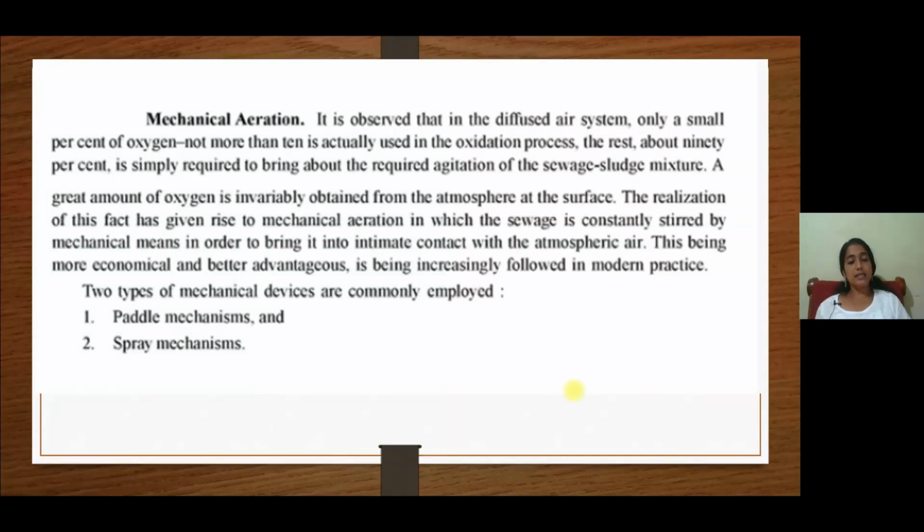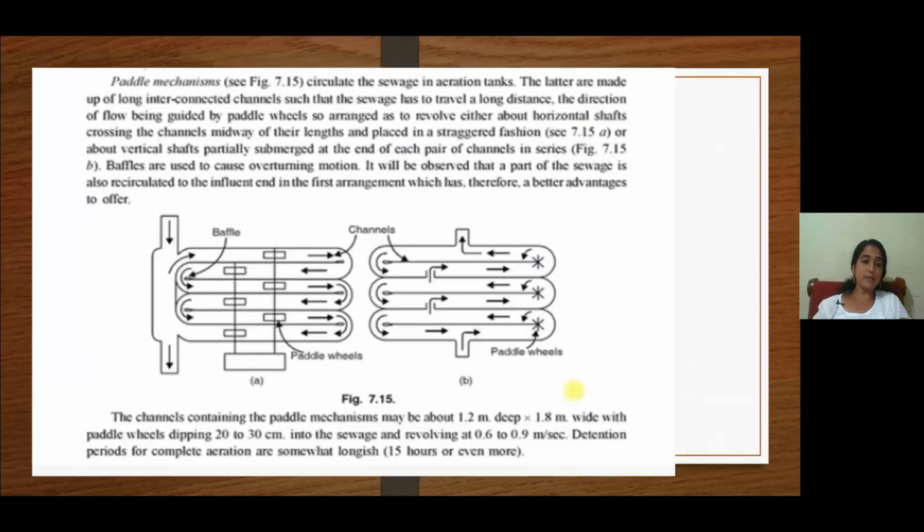Then the mechanical aeration. There are two types of mechanical aeration, paddle mechanisms and spray mechanisms. In the paddle mechanism, the paddles are provided in order to mix the wastewater. That is, paddles will be rotated so that the wastewater will be mixed with the atmospheric air. Here in the first figure, you can see that the total length of flow will be very large, and the paddles are provided, the small rectangles in each length of this passage, in order to provide proper mixing. You can see for each length the paddles are provided at the middle, in such a way that the proper mixing of air with the wastewater happens thoroughly and continuously.